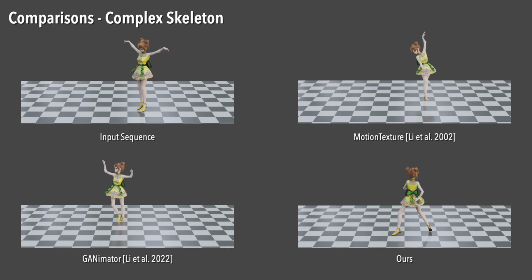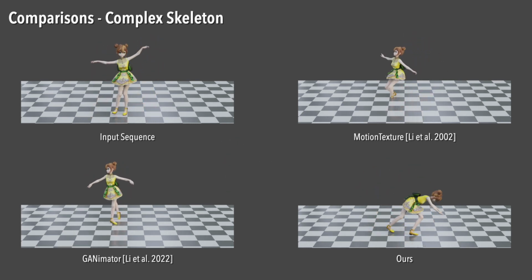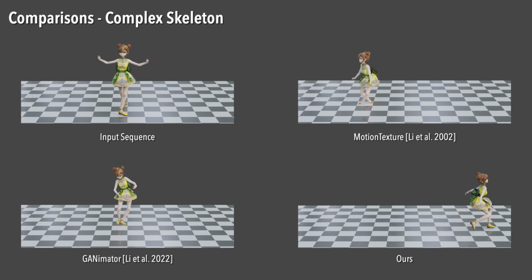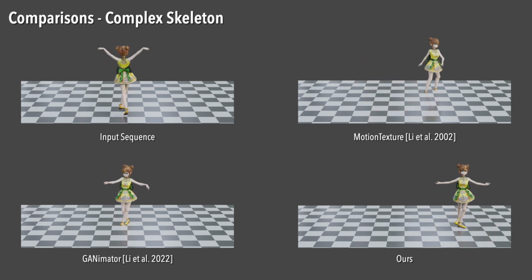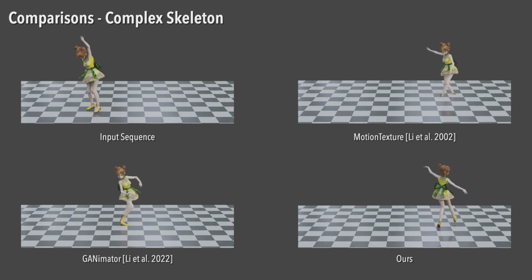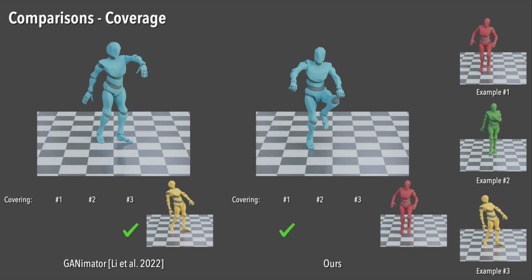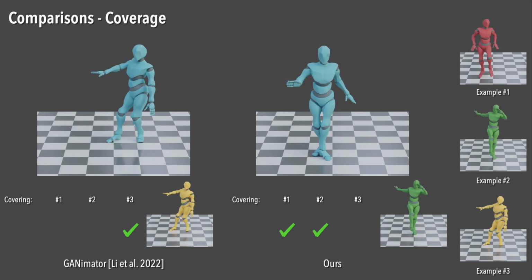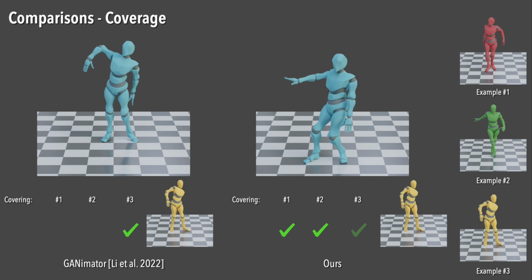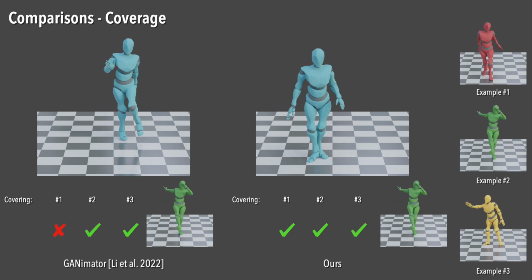Here, we compare the same methods on a character with 433 joints. It can be seen that existing methods struggle to generate plausible results when the skeleton becomes complicated. When multiple examples are given, Ganimator tends to collapse to only part of the examples. In contrast, our method is able to maintain a high coverage because of the explicit enforcement of completeness.